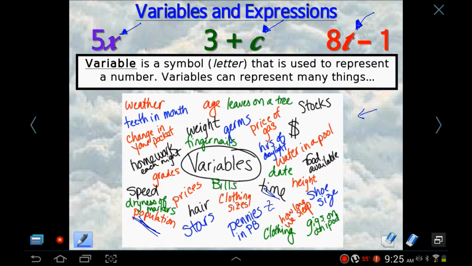You can say that's T. Stocks, the price of a stock. You can say P is the price of a stock. That's a variable. Fingernails, how they grow. The length of your fingernails. The amount of change in your pocket, we can use C for that. That is definitely a variable. I think you get the picture here. Variables are many things. They can change. They're usually things that change.